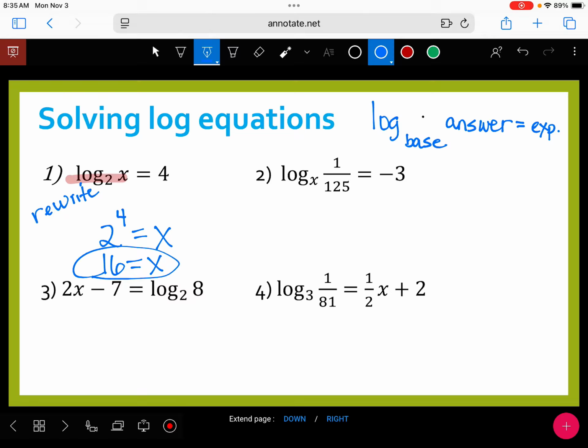Same thing with number 2. Notice I don't have a full statement. This time they gave me the answer, but they didn't give me a base. It's not a complete statement, so we also need to do a rewrite. How would I rewrite this? X to the power of -3 equals 1 over 125. Now I need to figure out my base. What base to the power of -3 equals 1 over 125? 5. Good job.